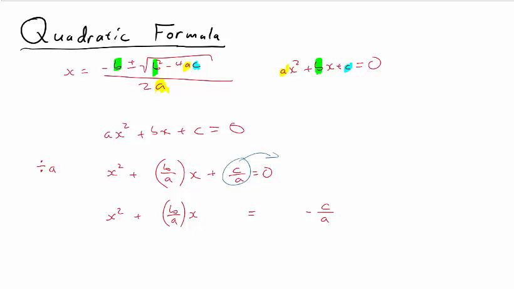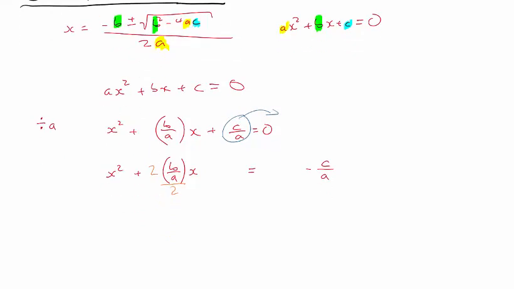Now, remember last time we took a look at this number. We had to know what was going on. We multiplied and divided by 2. So we have a 2 here and a 2 there. Alright, so this is going to simplify down to x squared plus 2 times b divided by 2a times x, and this equals negative c over a. All we did here is rewrite this term.